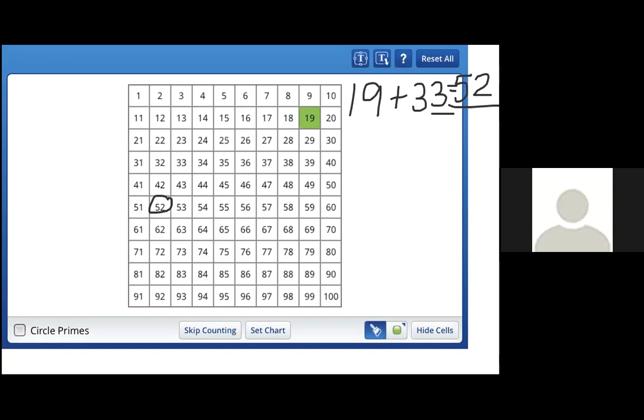Okay, remember, making that return sweep to the next column. I keep getting the words column and row mixed up. Making that return sweep to the next row is really tricky. That's where you have to pay the most attention. Okay, let's try one more.